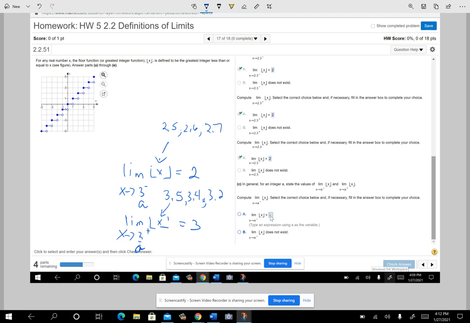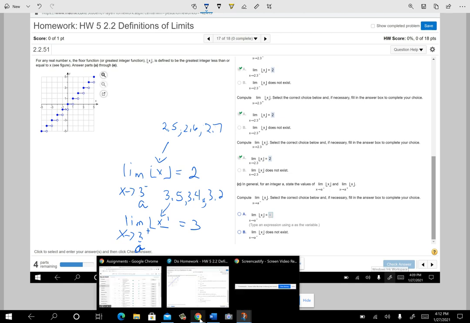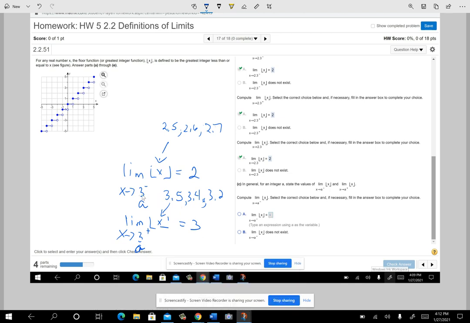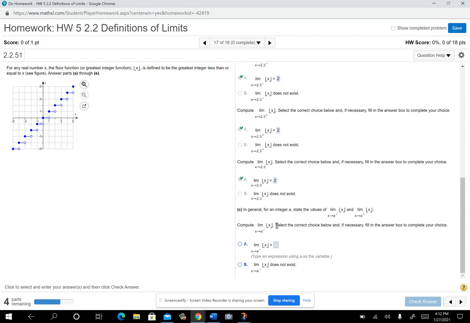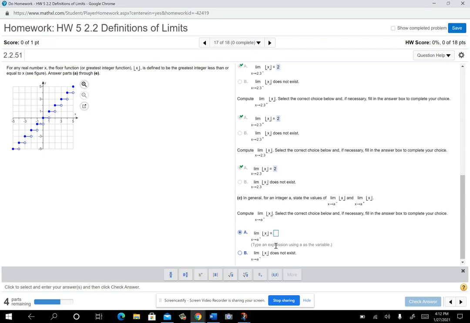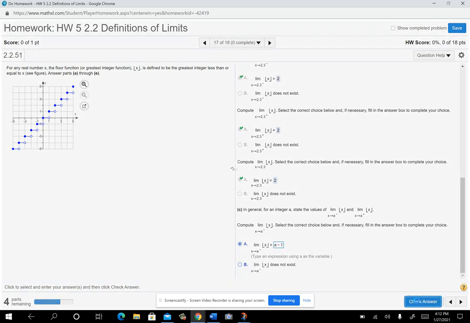So let me go back to the problem now, my MATLAB problem. So if this were A, then this is going to be A minus 1. So I'm going to go back here, and as I approach from the left, I should get A minus 1. Okay. So I'm going to check my answer.